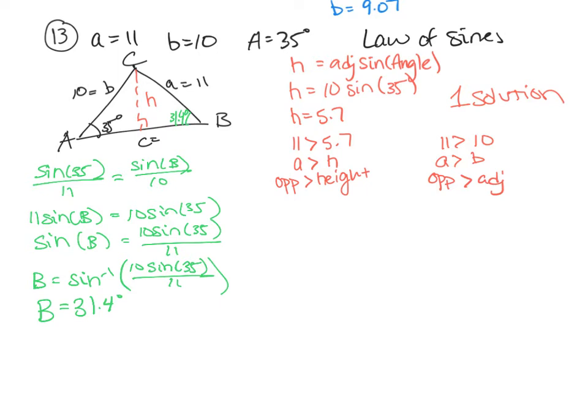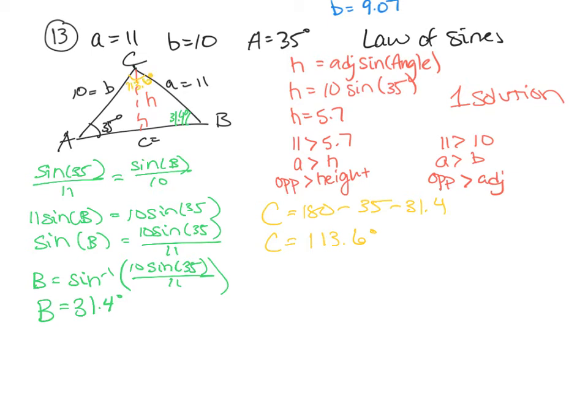31.4 degrees. From here, it's like, hey, we already know two of our angles. Let's find the third. We can say that C is 180 minus 35 minus 31.4, giving us 113.6 degrees.